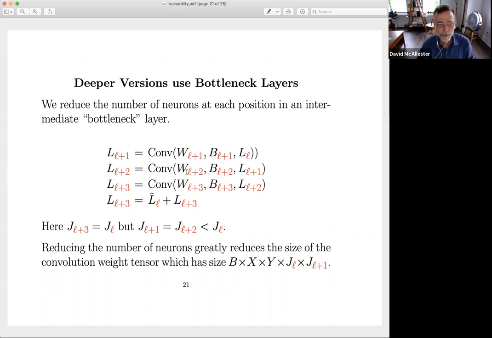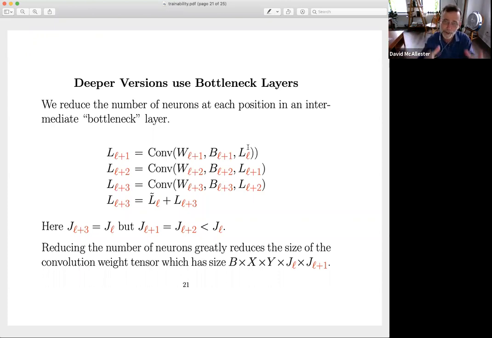So we can do a convolution that reduces the number of neurons. And then we do a convolution that keeps the smaller number of neurons, from the smaller number of neurons to the smaller number of neurons, and then you do a convolution that boosts that back up to the larger number of neurons that you had at the input. So at this point, layer little l plus 3 has the same shape as the input layer because the input layer wasn't reduced yet.